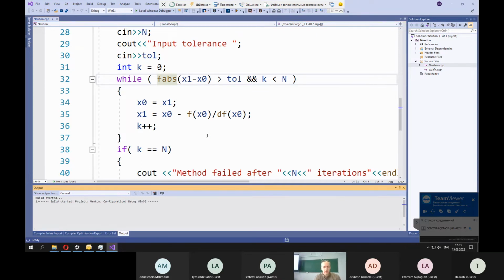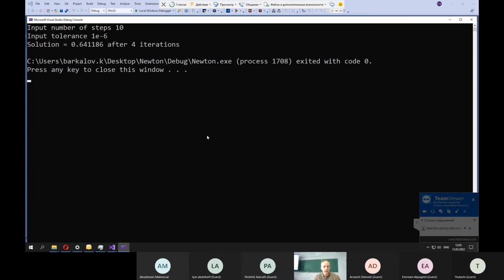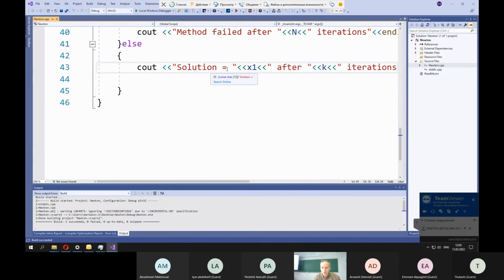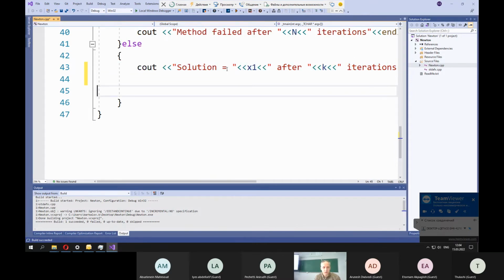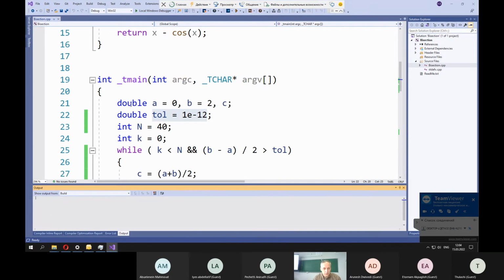Well, let's run the method. Number of steps, for example, 10. Tolerance 1e minus 6. And the solution is obtained after 4 iterations. Let's check, let's output the value as in the previous case. I can just copy this line.